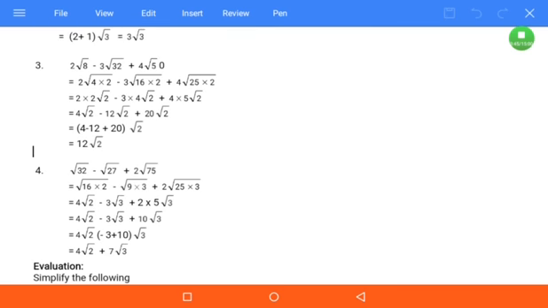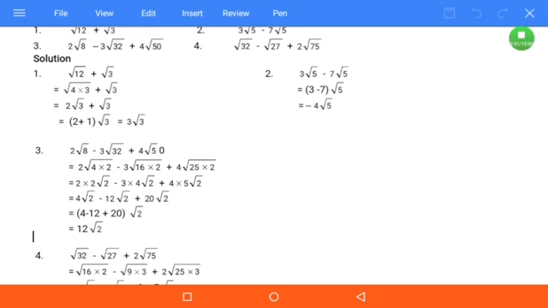I believe that is simple and clear. Example 3: we have 3 root 5 minus 7 root 5. That's simple. They are like surds already. They are already expressed in terms of root 5. So 3 minus 7 will give us what? Minus 4. So you have minus 4 root 5.